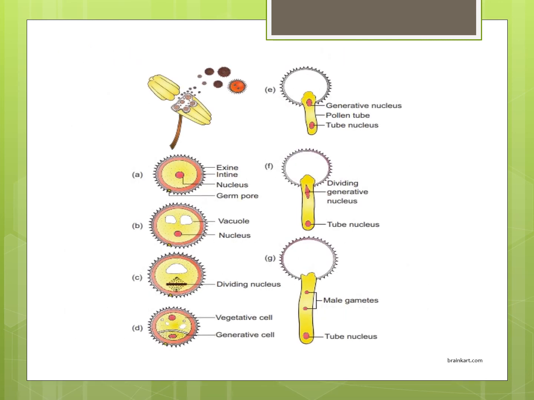So as we can see in this diagram, in diagram A, we see a pollen grain. In B, we see the pollen grain containing a vacuole and the nucleus. Then the nucleus is dividing. It divides to give the vegetative cell and the generative cell. Now, a pollen tube is formed. The generative cell or the generative nucleus divides to give rise to two male gametes.